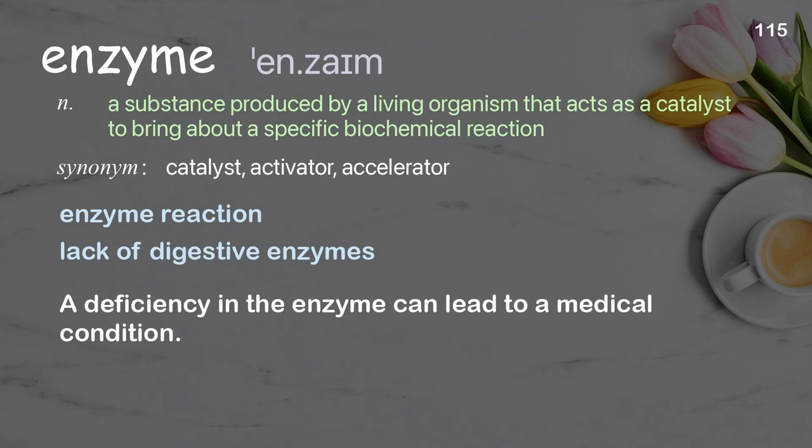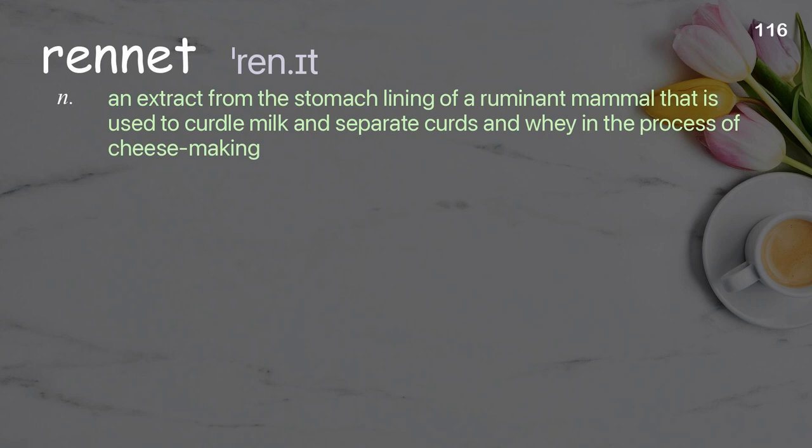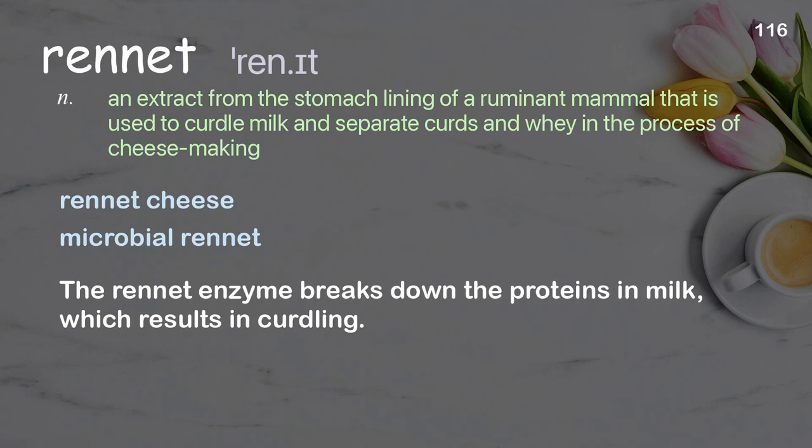Rennet. An extract from the stomach lining of a ruminant mammal that is used to curdle milk and separate curds and whey in the process of cheesemaking. Examples: rennet cheese, microbial rennet. The rennet enzyme breaks down the proteins in milk, which results in curdling.